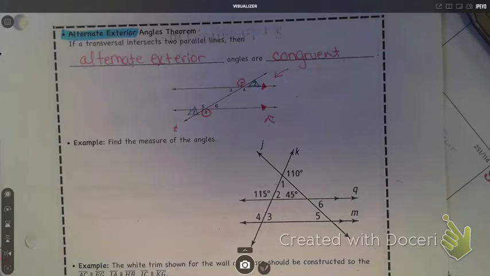Okay, so your reasons will be vertical, linear pair, same side interior, alternate interior, corresponding, or alternate exterior. There are 6 different things you can use, and that's the only thing you can use. Got it? Was that phrase on that list? No. So it's not usable.